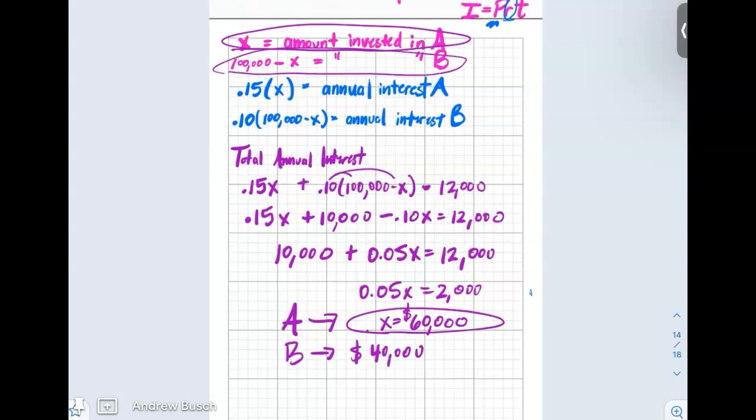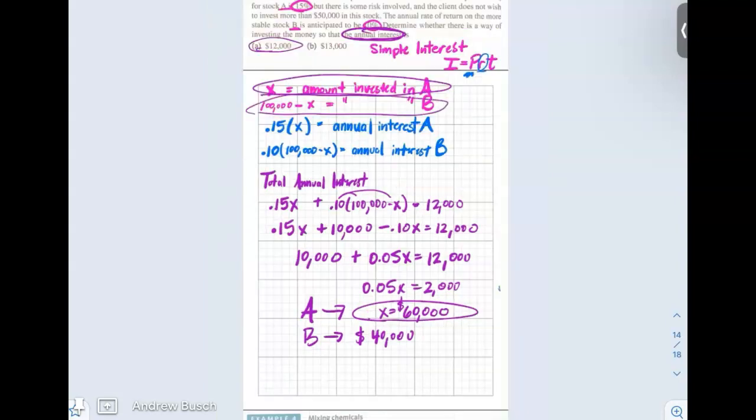Instead of doing part B, which is the $13,000, it would just be the same equation, just set equal to $13,000 instead. So we'll just end it right there.